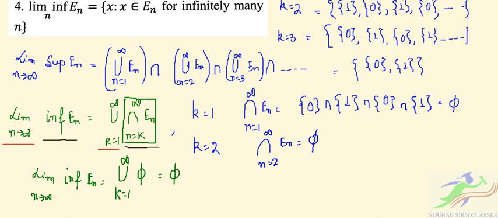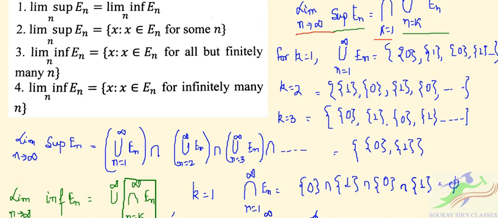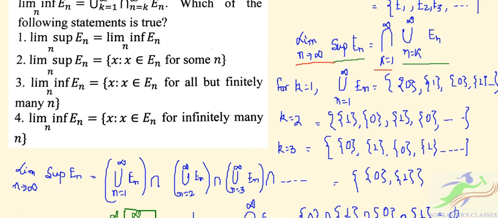In our first option, it says that both are equal, so the first is not the correct option. We have to check which of the following statements is true. The first one is wrong, so let's check option 2. It is given that the limit as n tends to infinity of the supremum of En, x belongs to this particular sequence for some n.